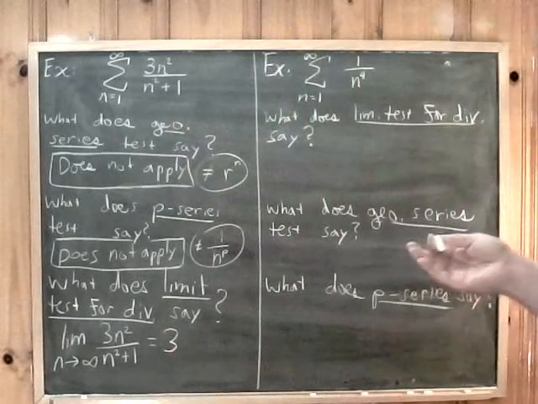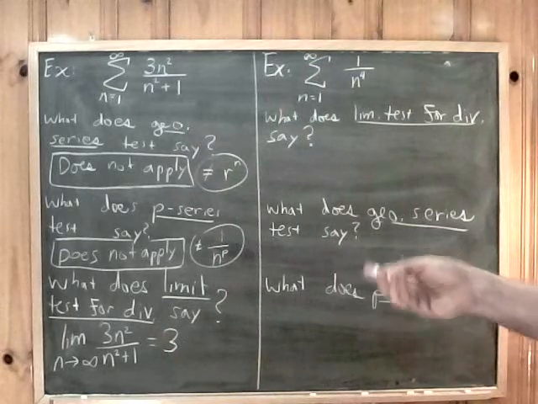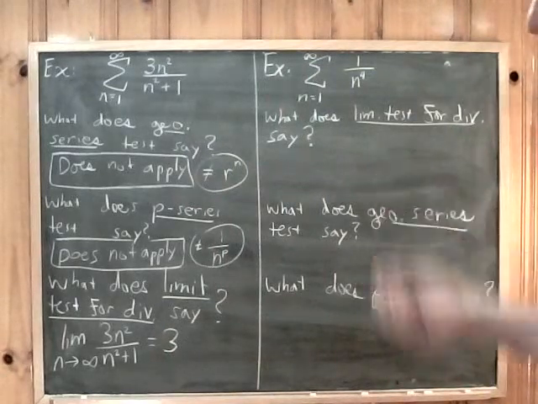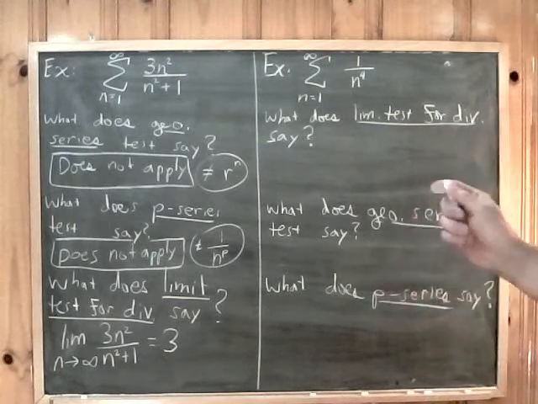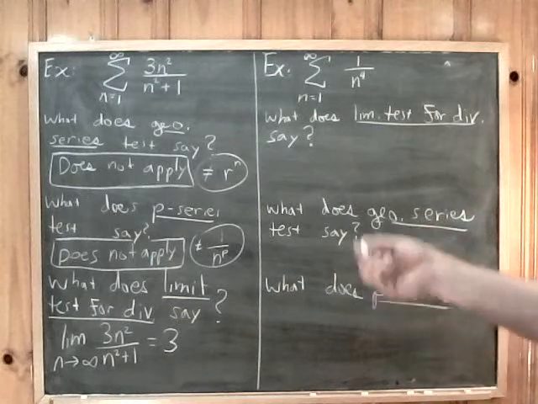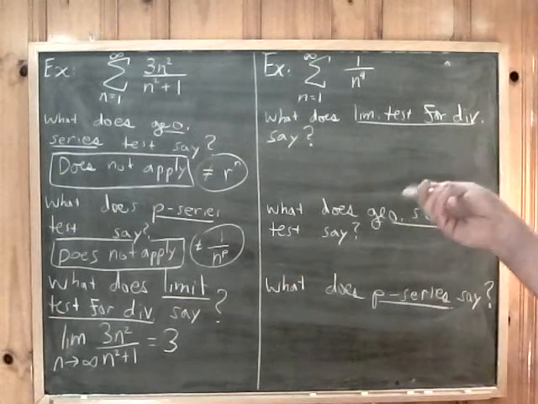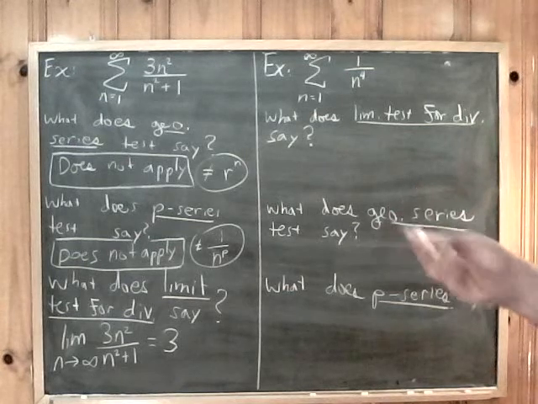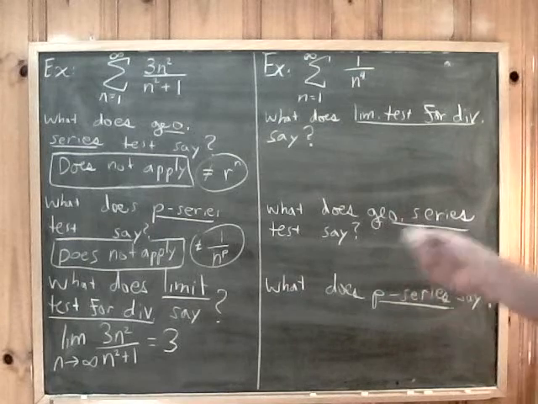And of course, when I take the limit, I'm thinking of it as a continuous value x, but n is fine here. You can just replace the n with an x in your mind if you wish. And as you go to infinity, it's the same thing. So you get an answer of 3 there. So the limit test for divergence, remember, says that if you get a number that is not 0, then it diverges.